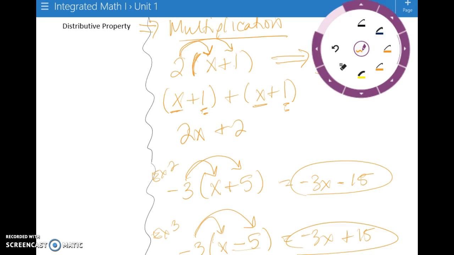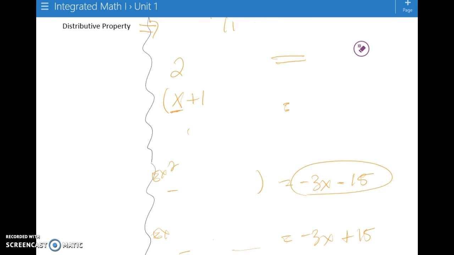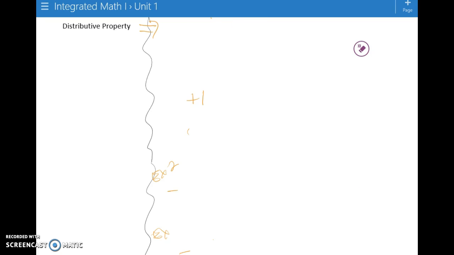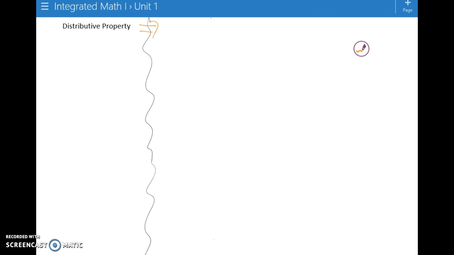Alright, so now that we know how to use the distributive property, let's solve some equations that have the distributive property in them. So we're going from 1-step to 2-step, multi-step, and now we're just going to call this a whole bunch of steps. Let's see how we do. Here's my first example. Negative 2 times x plus 3 equals 10.